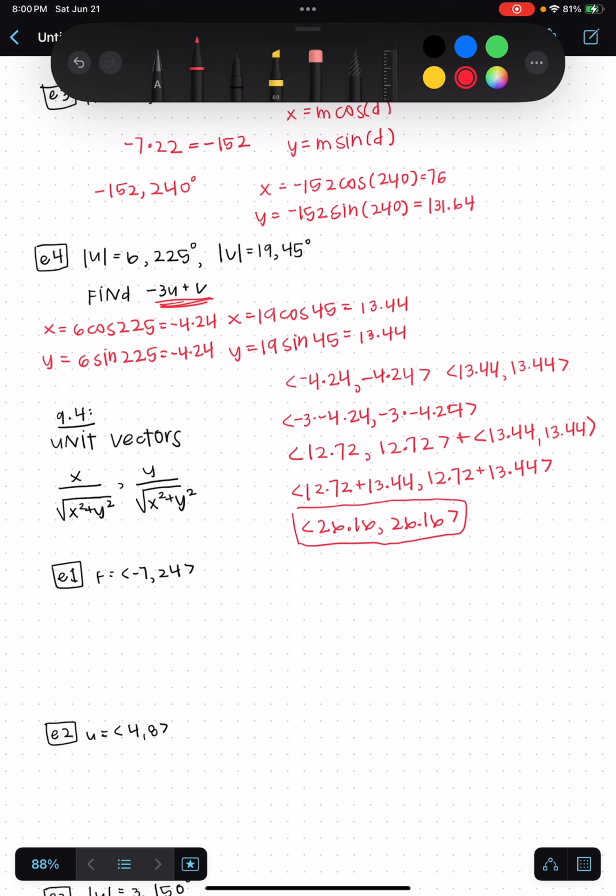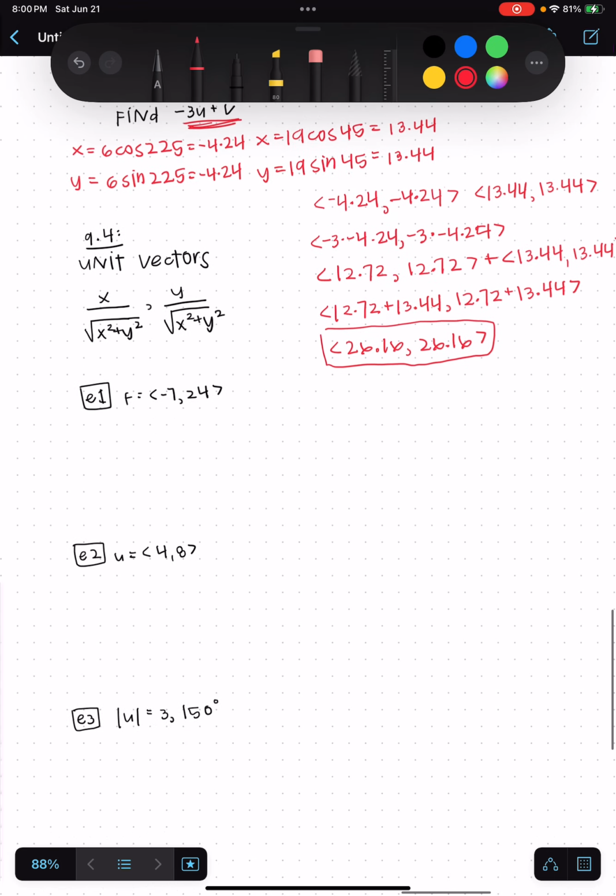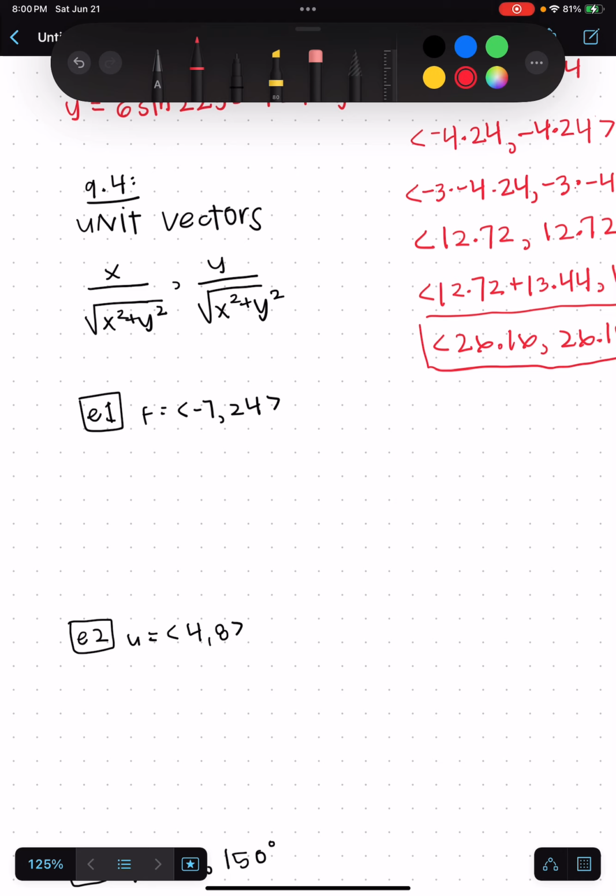Okay, so for 9.4, this is unit vectors. So unit vectors basically take a vector and break it down into something that you can compare. You can't necessarily compare two different vectors unless they're in unit vector form.